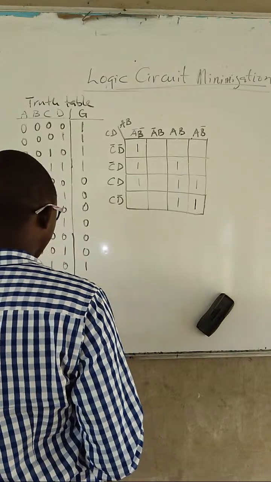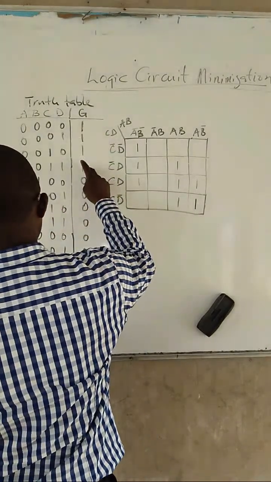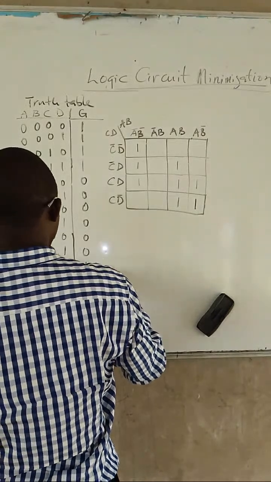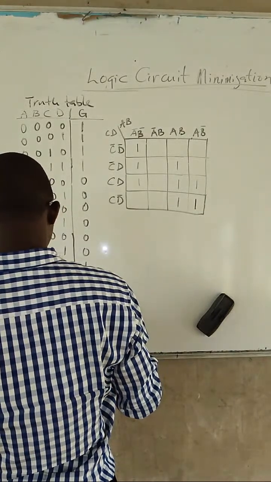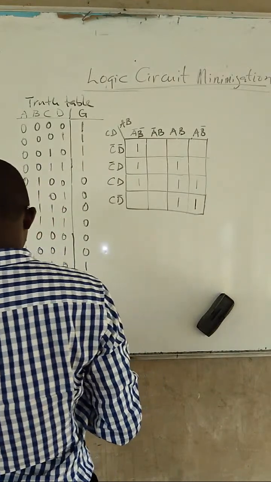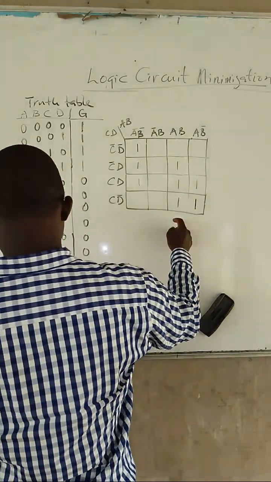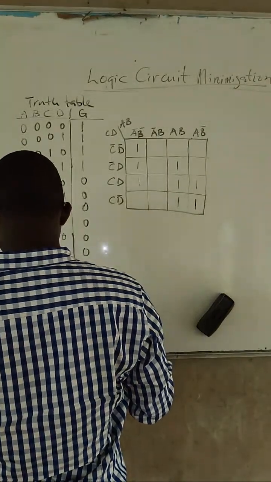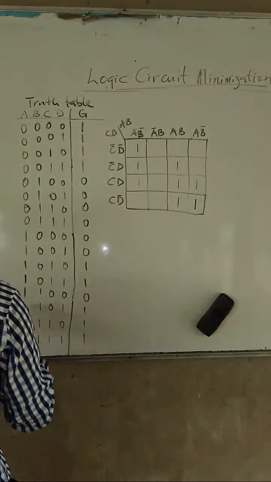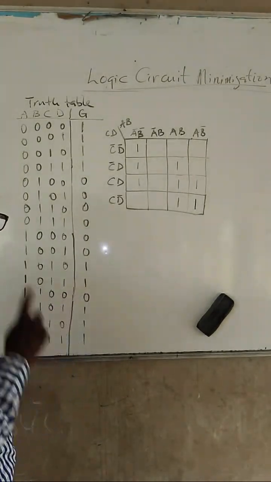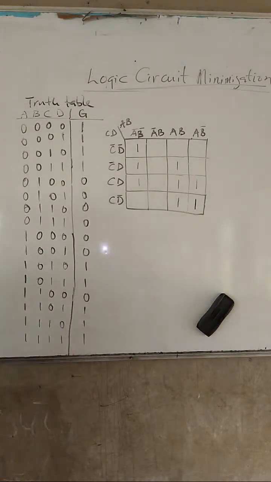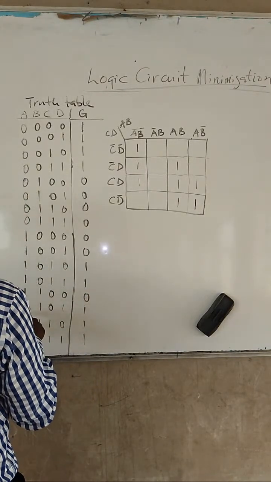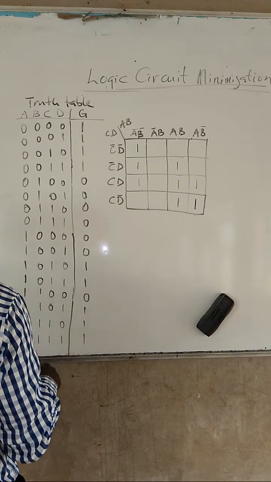Let me check what I have here. 1 1 1 1. Okay. Then 1 1 0 1 1 1. Okay. Let's check this carefully. Okay, we got this. There is another one here. A bar, B bar, C, D bar.